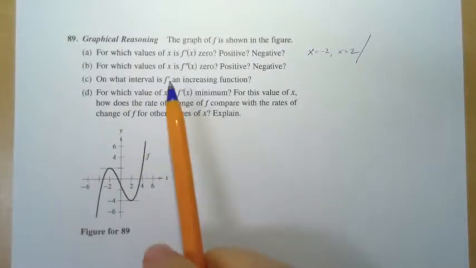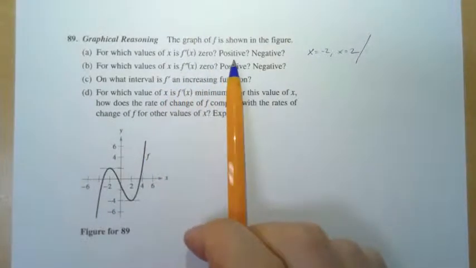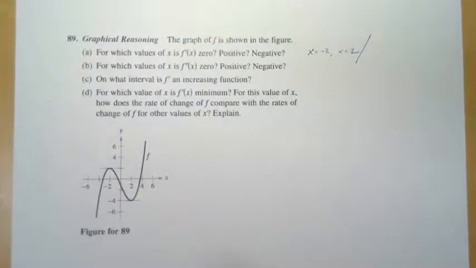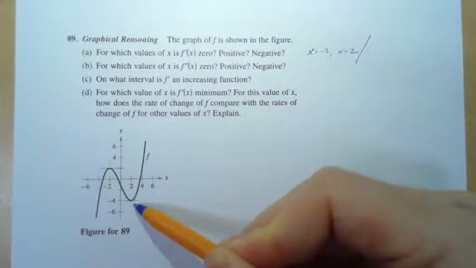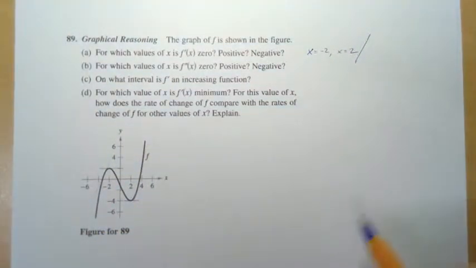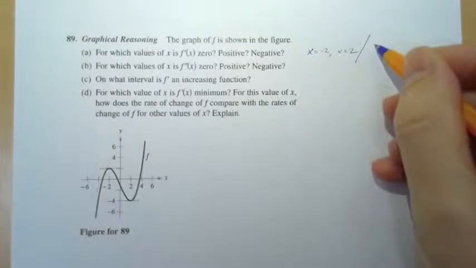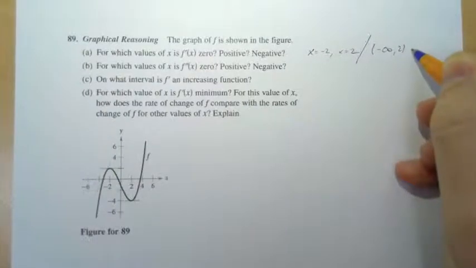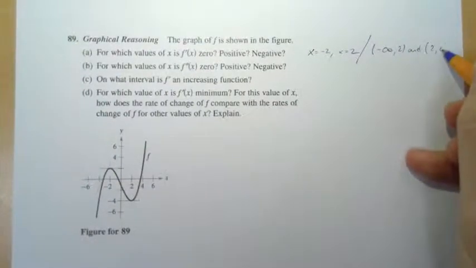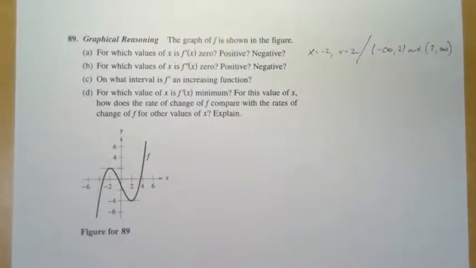For what values of x is f prime positive? F prime positive means that the slope of the tangent line is positive. It means that the tangent line is going up. So it's going to be the case in all these places here where the tangent goes up. So we can answer like this. It's between -infinity and -2, and also between 2 and infinity.